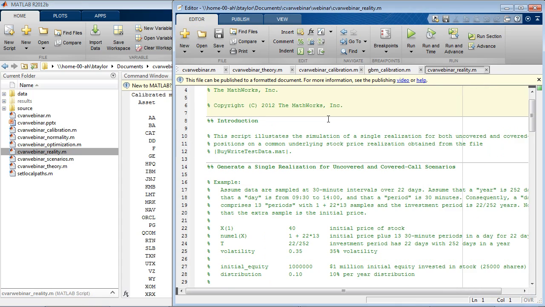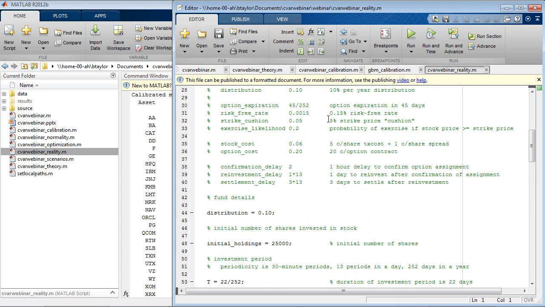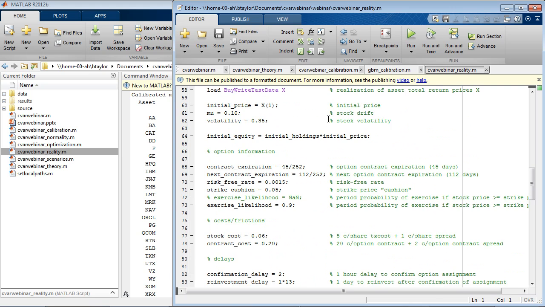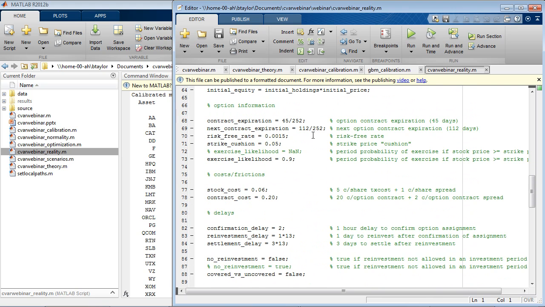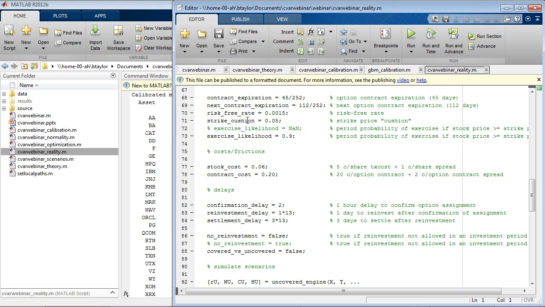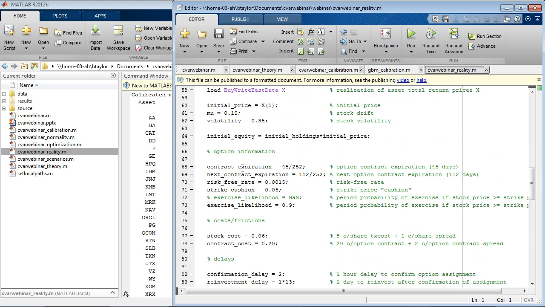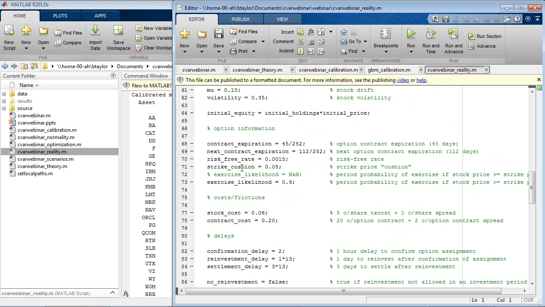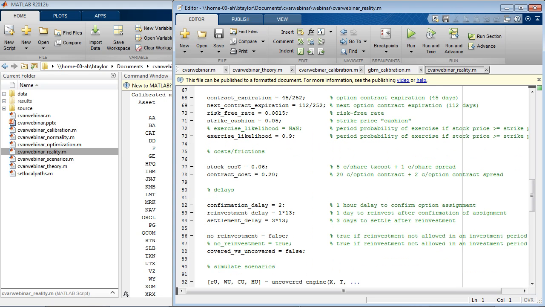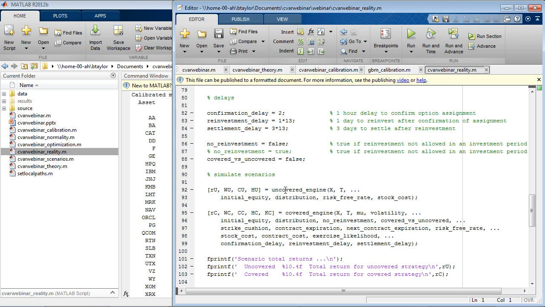So here's a script which actually looks at a single scenario, and there's a lot of inputs that set up things like your investment position, the features of the calls that you're writing, some of the costs and frictions involved, some of the delays that you might experience. But there are basically two functions that generate the scenarios.